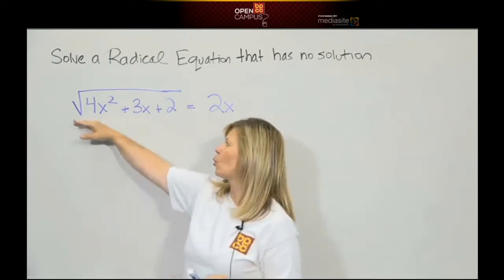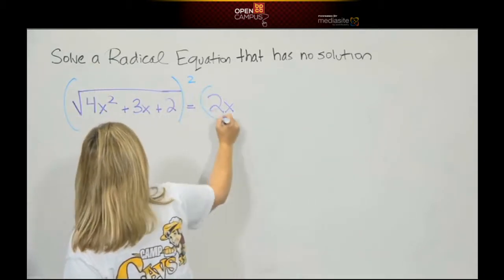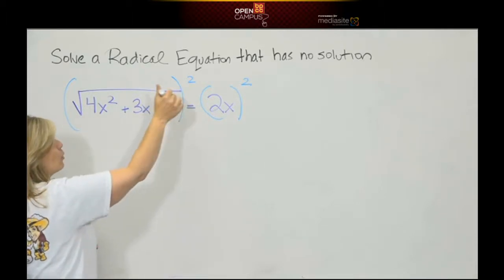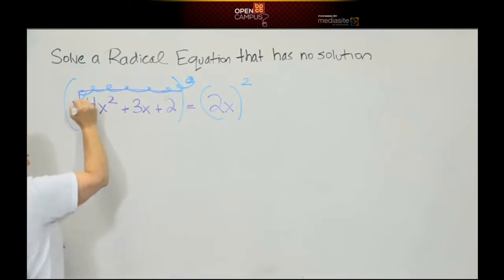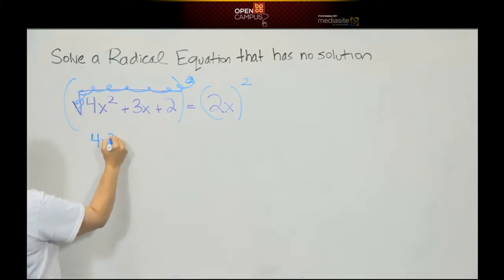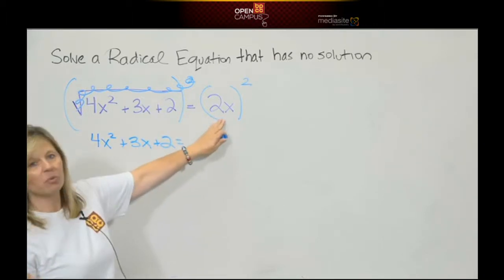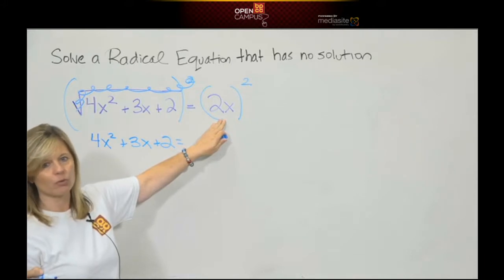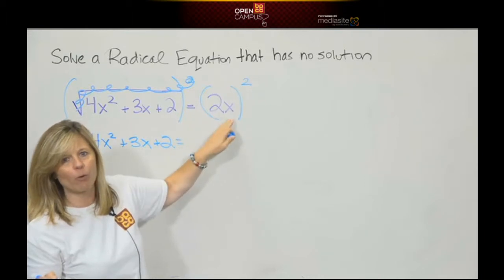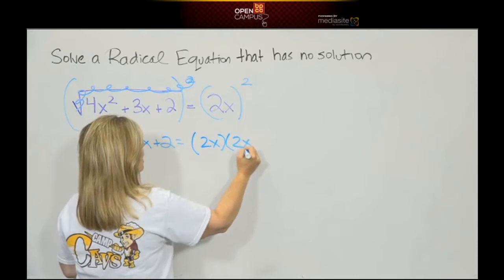So then to get rid of a square root, we do the inverse operation, which is square. And if we square the left side, we square the right side. We know squares and square roots cancel out because they're inverse operations, and that would leave us here with 4x squared plus 3x plus 2. On the right side, there is no square root, so this is not going to cancel out this square. We have to perform this operation. We have to do 2x times 2x.